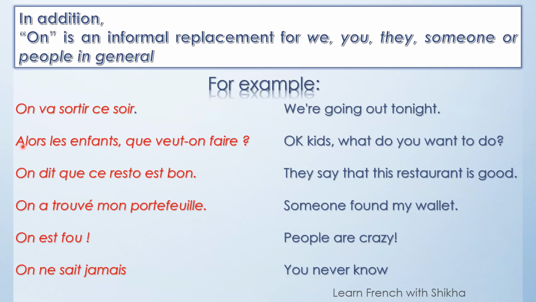All the examples mentioned here are informal ones. That is the reason we have used on, where we have to use we, you, they, someone, or people. So we have used on instead of we.